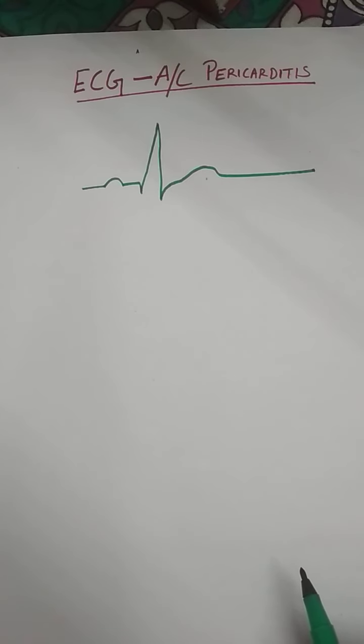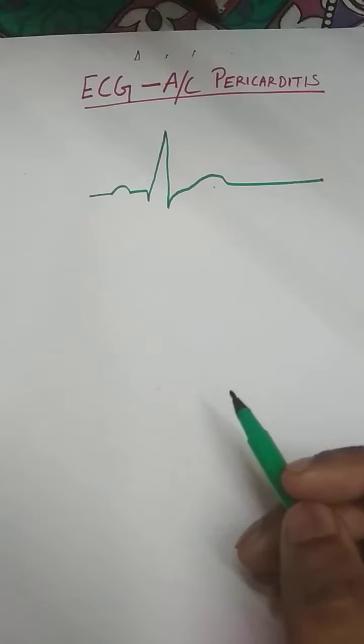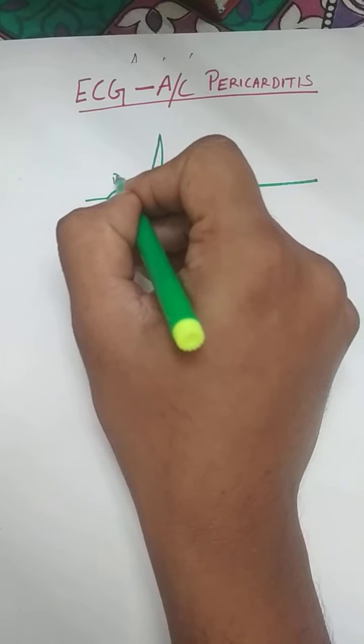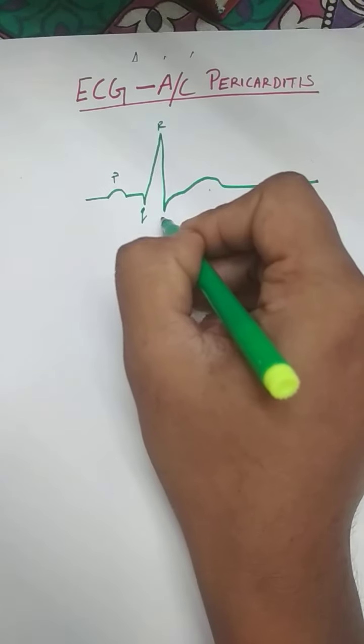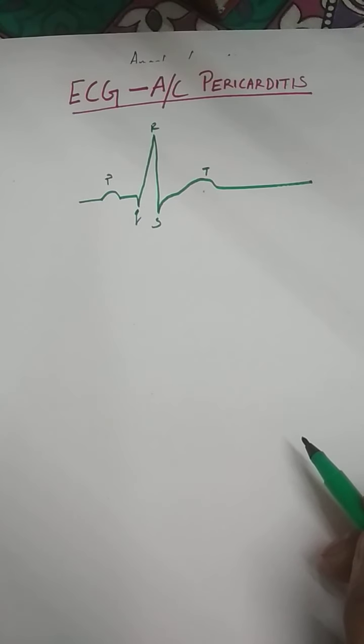So today we are going to discuss ECG changes in a person with acute pericarditis. We know that pericarditis is the inflammation of the pericardium, and the causes range from infection, rheumatic fever, connective tissue disorder, etc. Today we will discuss only the important ECG changes that take place in the person with acute pericarditis. So this is the normal ECG having the normal waves P, Q, R, S and T.